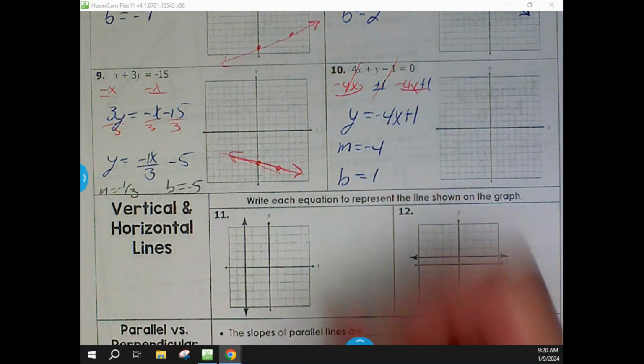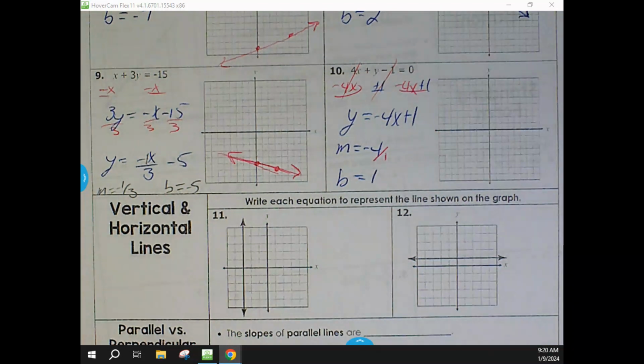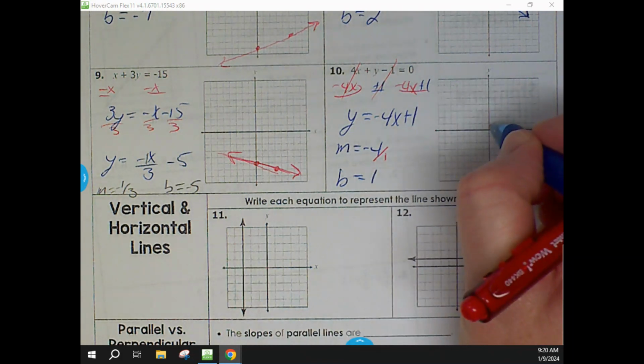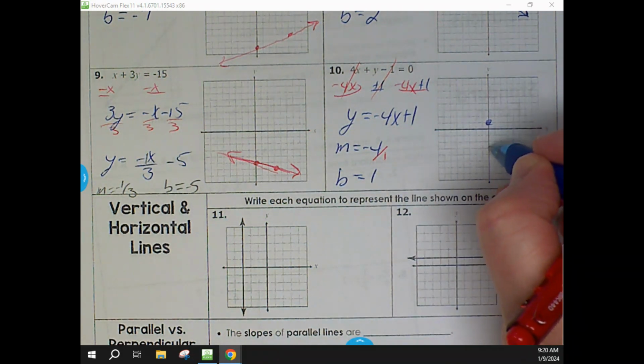Okay, and again, for your slope, it always needs to be over 1. So if it's not a fraction, just put it over 1. So we'll begin at positive 1. And then we're going to go down 1, 2, 3, 4 over 1.